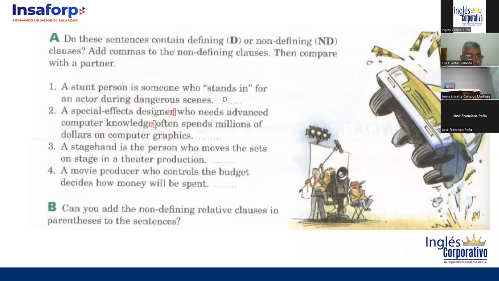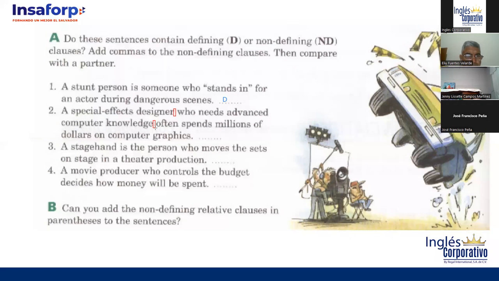We can, as you said, drop it or just put it away, and we understand the sentence. Probably the last part when we say defining, right? Because actually we're not including the definition. The definition right now is between commas, right? Who needs advanced computer knowledge. A special effects designer who needs advanced computer knowledge often spends millions of dollars on computer graphics. So in this case, the main idea is that this person, the special effects designer, often spends millions of dollars on computer graphics, right? So that's the most important information. And what we have there from who needs advanced computer knowledge is the extra information that we're adding. And that's the reason why it cannot be a defining relative clause, right?